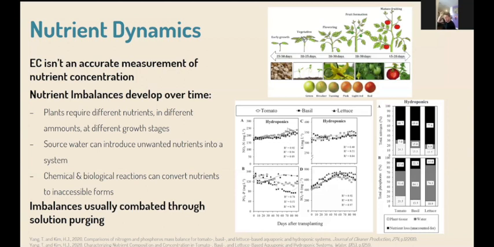Another issue can be due to chemical and biological reactions happening that convert the nutrients into inaccessible forms. So on this graph on the bottom right, this is nutrient use efficiency of nitrogen and phosphorus in a hydroponic system. Look at the top one, which is nitrogen. The black bars at the top are nutrients that are just lost from the system completely. They're not in the water, they're not in the plants, they're just gone. In nitrogen, I would assume this is mainly due to denitrification.